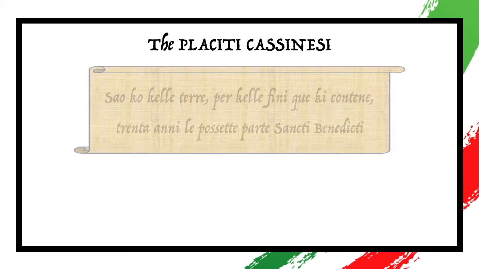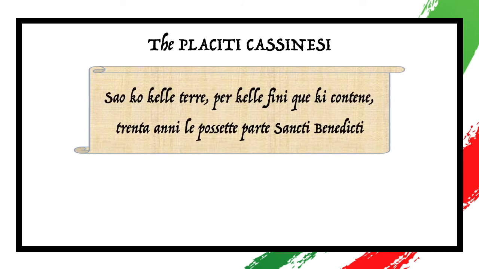The first example of what is definitely early Italian, and no longer a type of Vulgar Latin, is a group of official documents from the 10th century regarding land disputes between Benedictine monasteries and a local landowner. These documents are called the Placiti Casinesi.